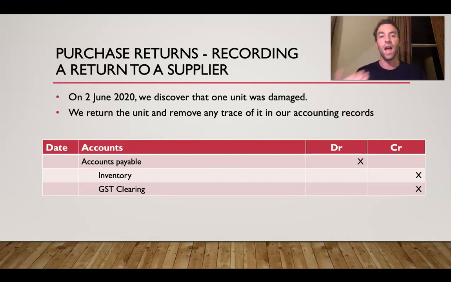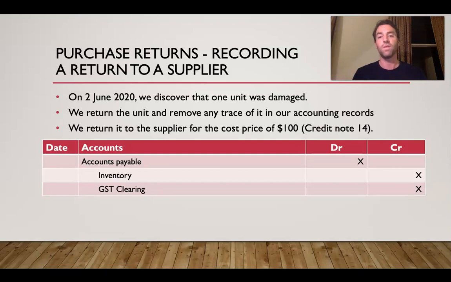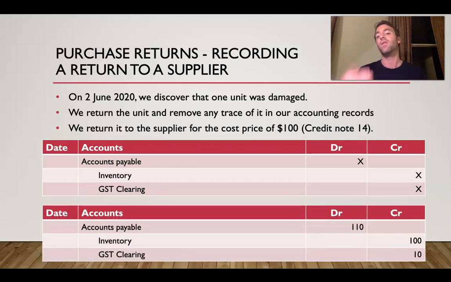If we think about our actual transaction, we returned to our supplier 1 unit at a cost price of $100, and we might use a credit note. We don't write it, but the supplier will. And our general journal here will look something like this. All I've done is put the appropriate numbers in. $100 of inventory is going back to the supplier. We owe $110 less to our supplier, and we owe $10 more of GST.